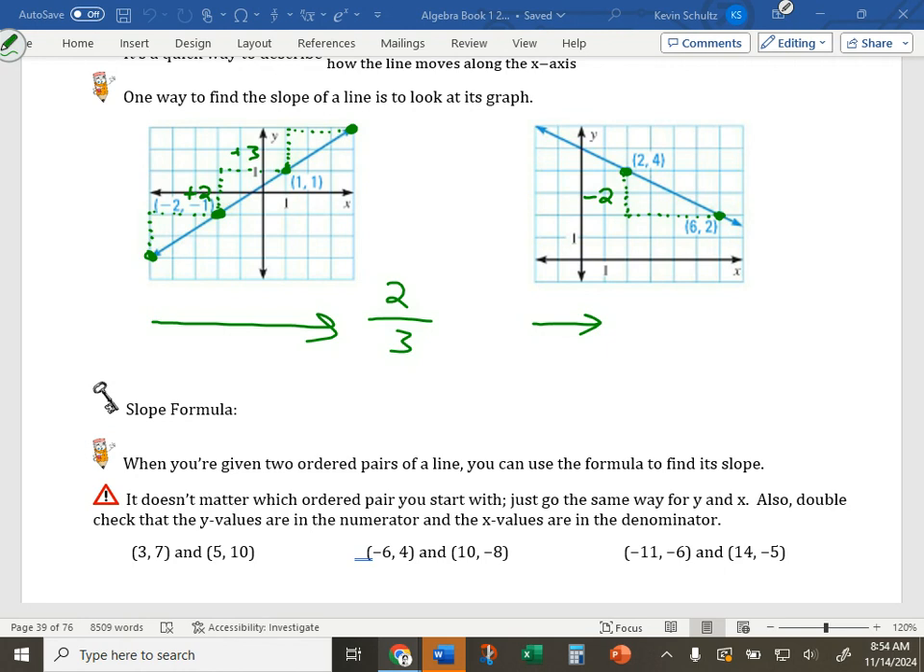We're not at slope yet. I just want to know what the change is. That horizontal change. +4. +4, right? From 2 to 6 is +4. So our slope, rise over run, -2 over 4.